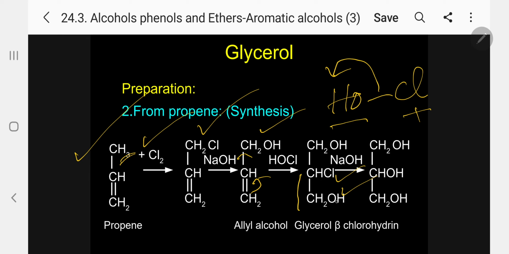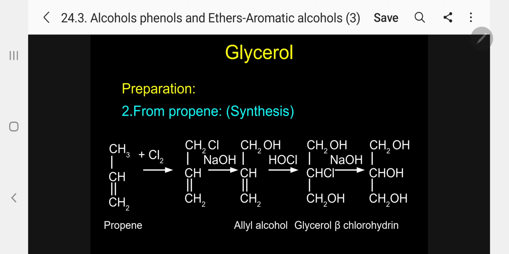The first one is allyl chloride, then this is allyl alcohol. This is glycerol beta-chlorohydrin. And finally, when you treat with sodium hydroxide, the final product is glycerol. So this is called the synthetic method; from propene we can prepare glycerol. Please follow, only four steps: first chlorine, second sodium hydroxide, third hypochlorous acid, then fourth sodium hydroxide. Please memorize only these two methods.